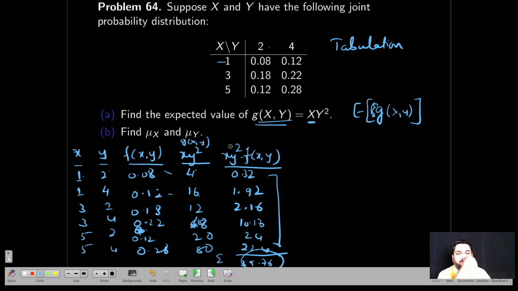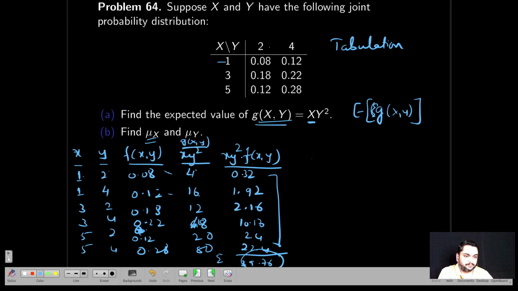So if you get confused, you can use the tabulation method. Write all x values, all possible combinations for y values, then f of x comma y, then your function or random variable that they are asking the expectation of, and then take the product and then take the sum. You'll get the answer. Now, similarly, how to find mu x from the same table.